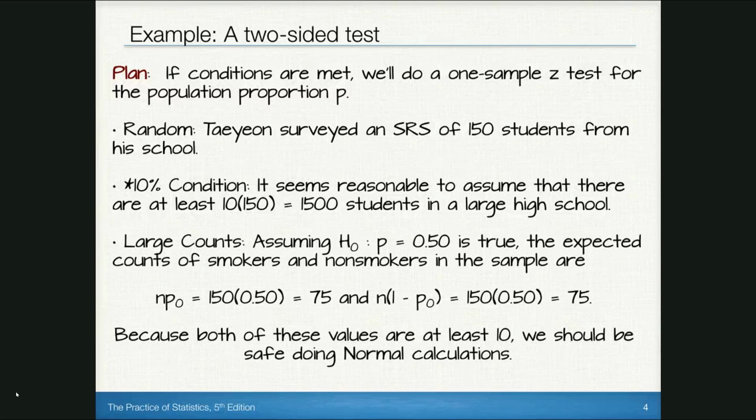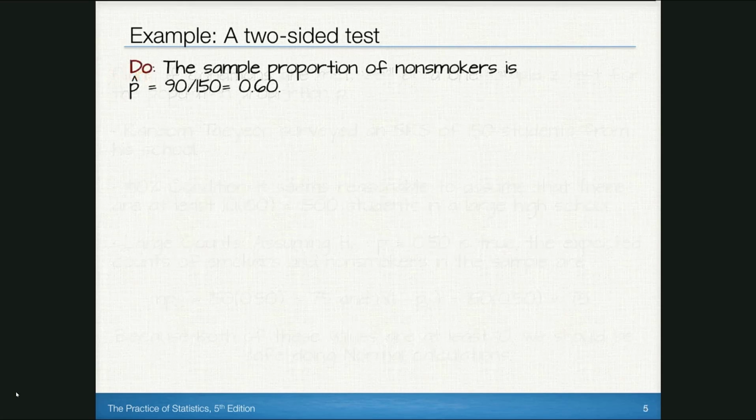Next, for large counts, we have to assume the null hypothesis is true. And if that's true, the expected counts of smokers and non-smokers in the sample would be found by taking our sample size times p sub 0, or 50%. 150 times 50% gives us 75. And again, 150 times 1 minus 50% gives us 75. Both of these values are at least 10, so we should be safe doing normal calculations.